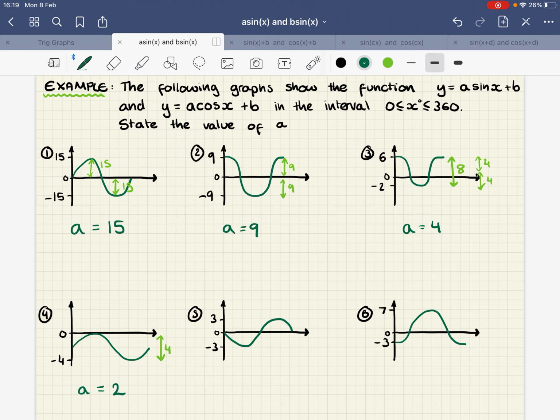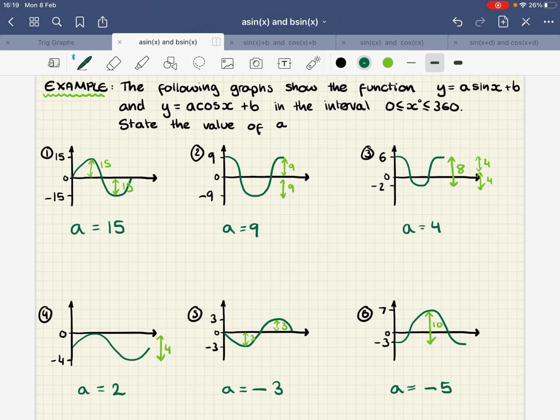Question 5, I can see my sine wave has been flipped upside down, so it's going to be a negative. And then here I'm back to having those two distances of 3 and 3. So a is going to equal minus 3. And the last one, question 6. Again, I can see my cos wave has flipped upside down into a frown, so it's going to be a minus. The entire distance from top to bottom, from 7 to minus 3, is 10. So halving that is going to give me 5.